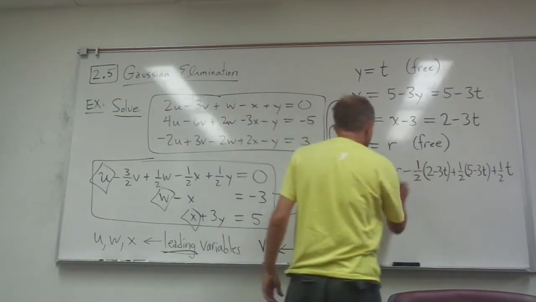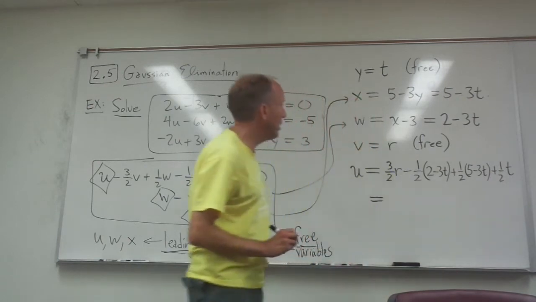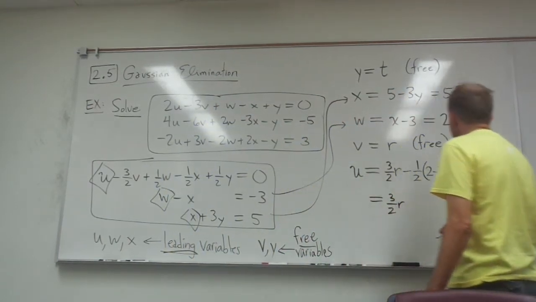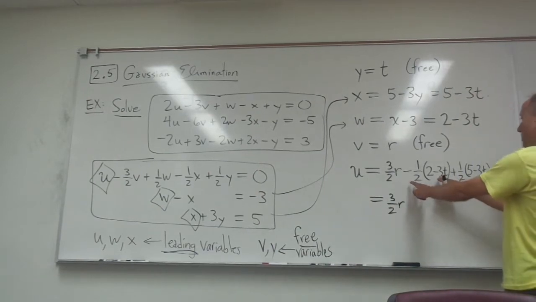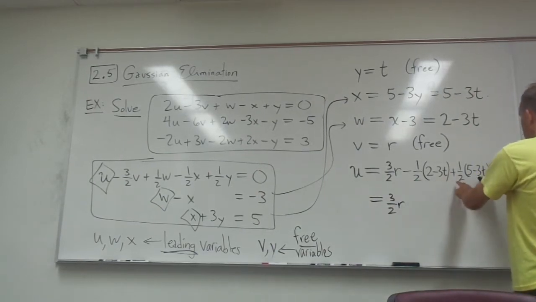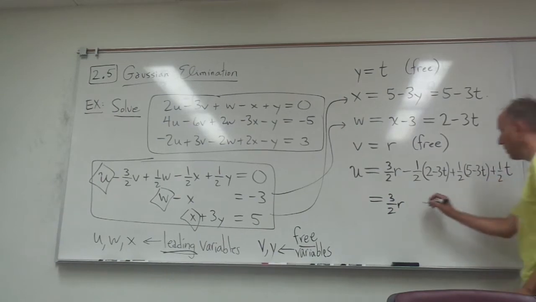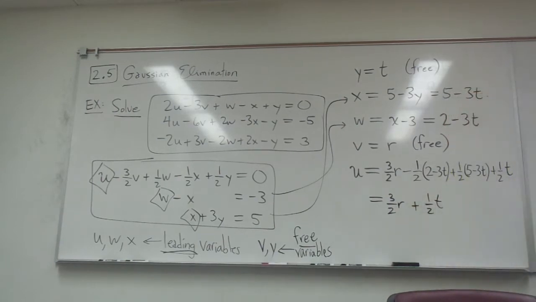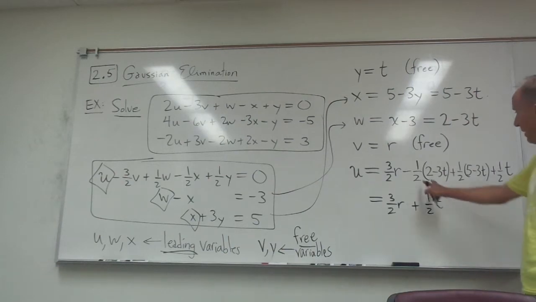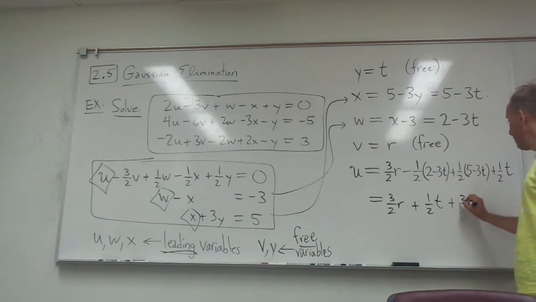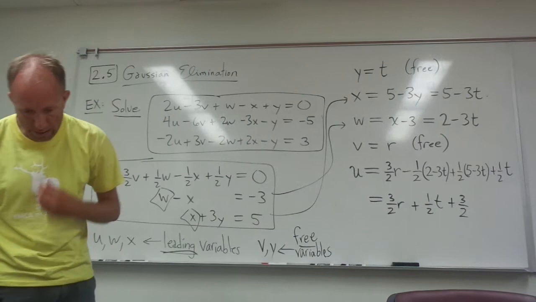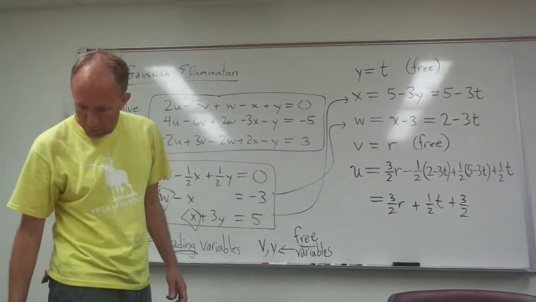Now this one can be simplified just a tiny little bit here. Obviously the 3/2 r is kind of standing alone. But what do we have here? We have 3/2 of t, and then minus 3/2 of t, and then plus 1/2 of t. So when you simplify that, you would just get 1/2 of t. And then here we have a minus 1, and then a plus 5/2, so that would be plus 3/2. So that would be the values of our variables.